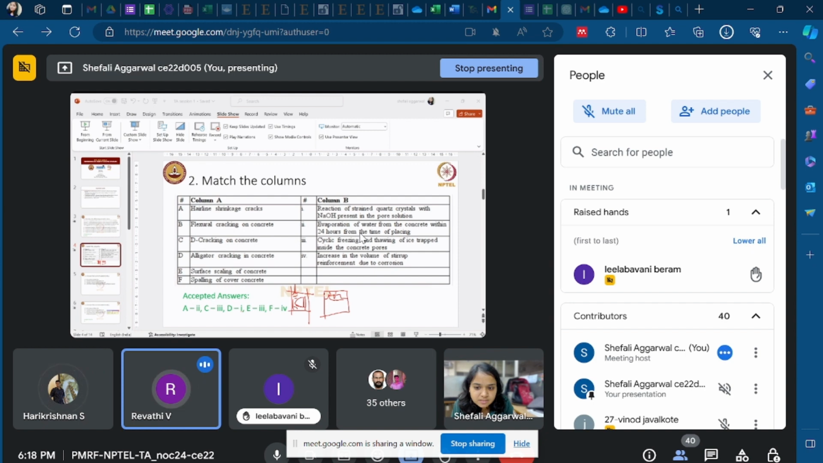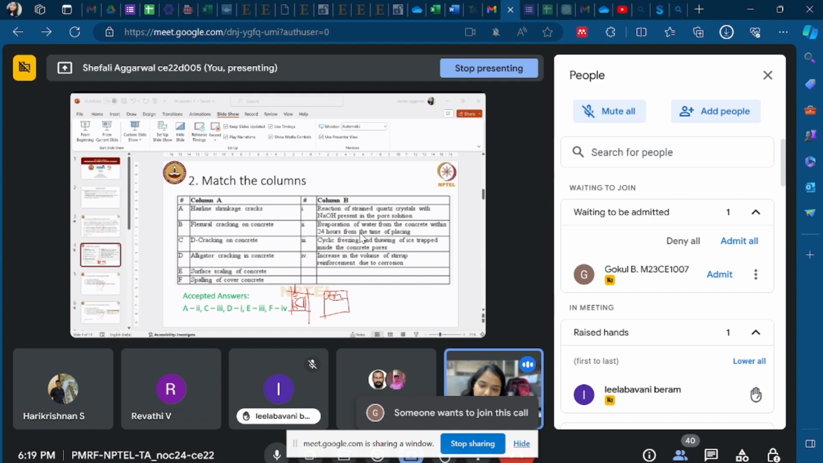I hope it's clear. It is almost similar to the abrasion that happens here. But in abrasion, you can actually see the aggregate particles. In surface scaling, you won't see the aggregate particles. The complete top layer will be removed. Okay, understood.